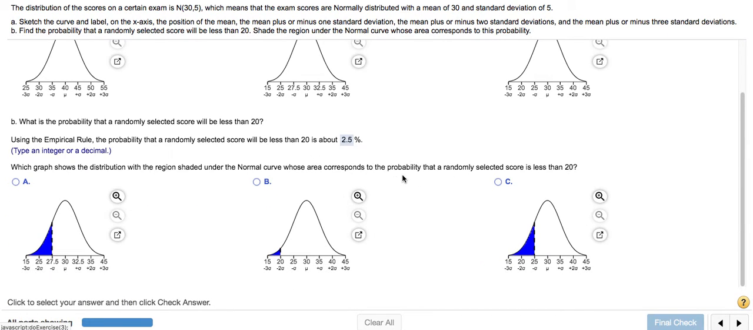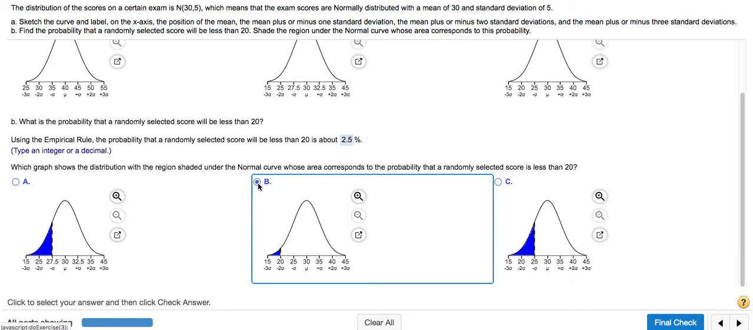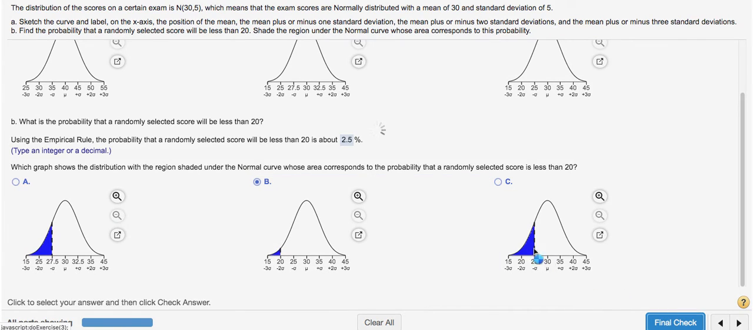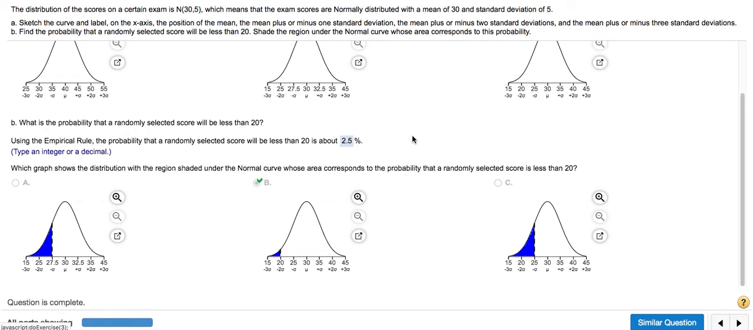which graph shows the distribution with the region shaded under the normal curve that corresponds to this percentage or probability? And that is graph B. We're starting at 20, which is 2 standard deviations away, and we're less than it. So that's where the area is shaded. And that is it for this problem.